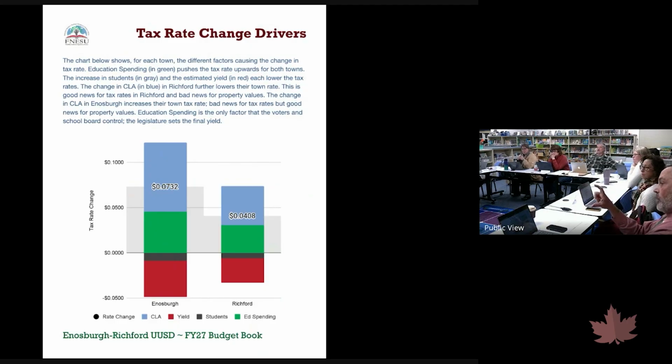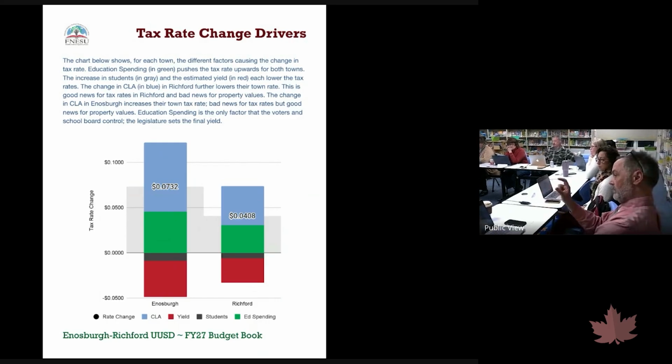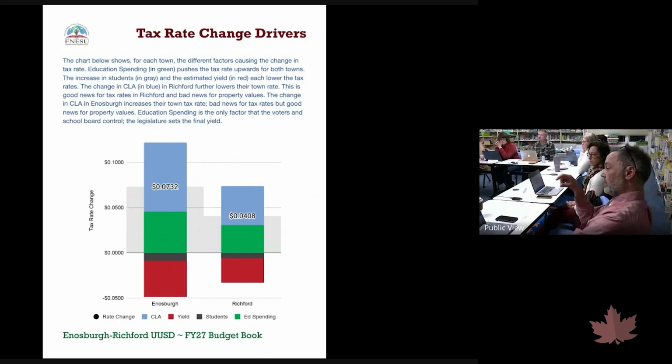And so there are 4 things that impact your change in your tax rate from year to year, and they are represented by different colors on this chart. This year, education spending puts upward pressure, increases your tax rate. The CLA for both towns is currently pushing up your tax rate. For us this year, the student count, because we're able to count more students primarily because of that factor we have for poverty, is pushing down your tax rate. And the yield, which is ultimately set by the legislature, is also pushing down the tax rate.